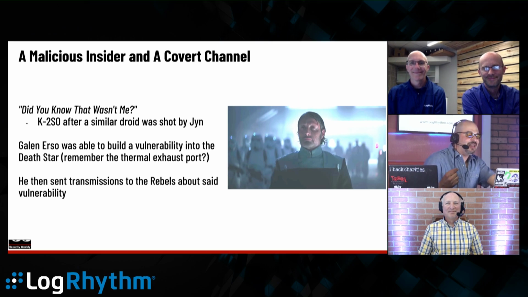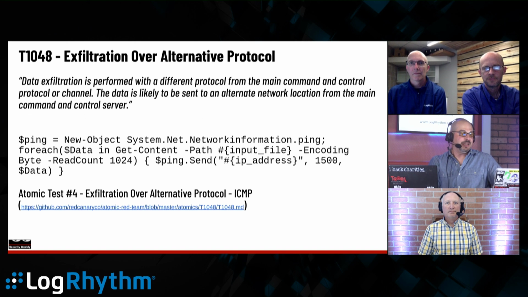But he sent a transmission to the rebels. While he's working for the Empire, the Empire doesn't know that he's really working with the rebels. In that time, Galen sends a transmission to the rebels about this vulnerability, letting them know that there's a vulnerability. This transmission is included in the movie, and there's some further dialogue about it. But essentially, there was a covert channel created for Galen to be able to inform the rebels of what was going on with this vulnerability.